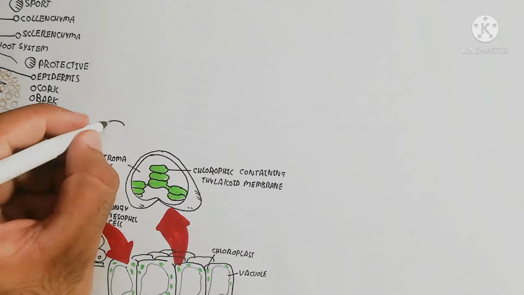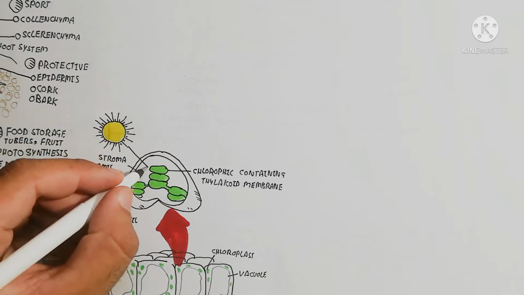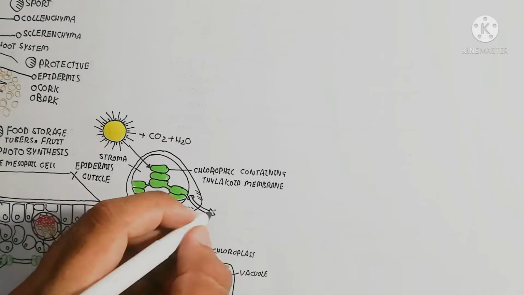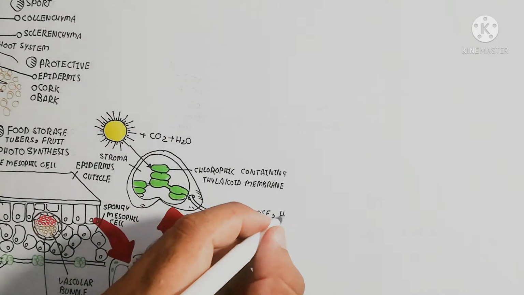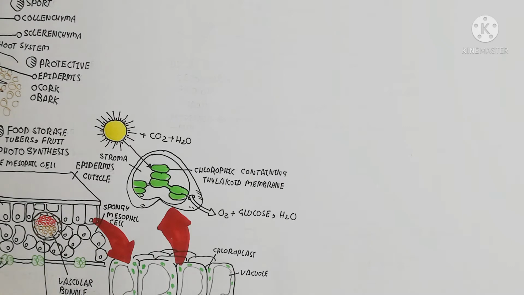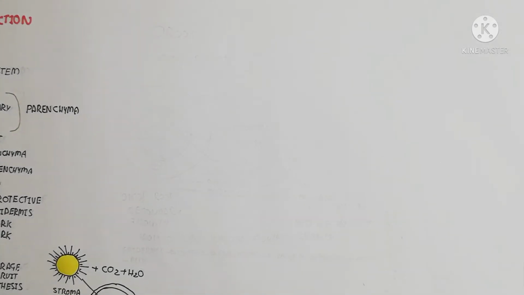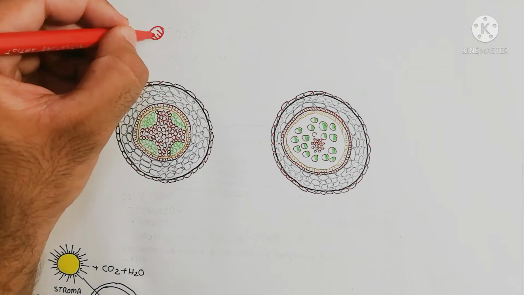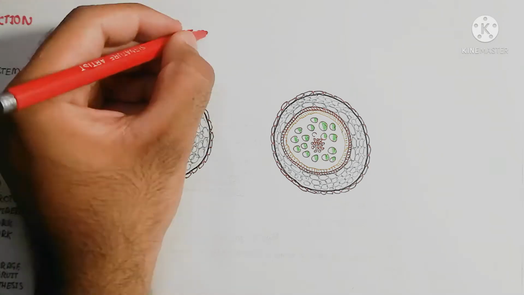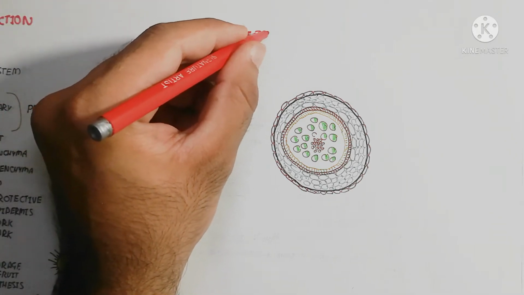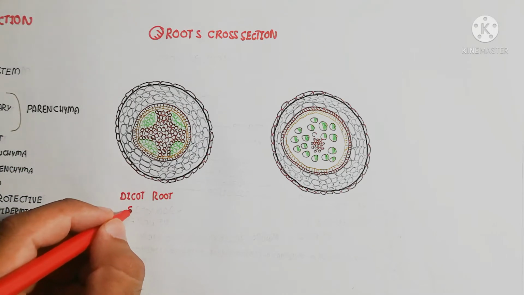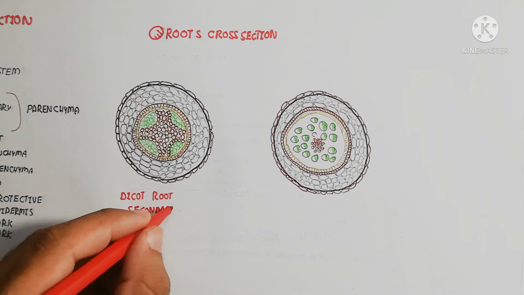So here the light will fall on the thylakoid membrane, and carbon dioxide is absorbed, and in the presence of water it produces oxygen and glucose. So the oxygen and glucose are the products, and water is the byproduct. The oxygen is used for respiration by animals, while the carbon dioxide is exhaled. So it means the increase of carbon dioxide is a benefit for the plant, while harmful for the human body. So here is the root cross section we will discuss.